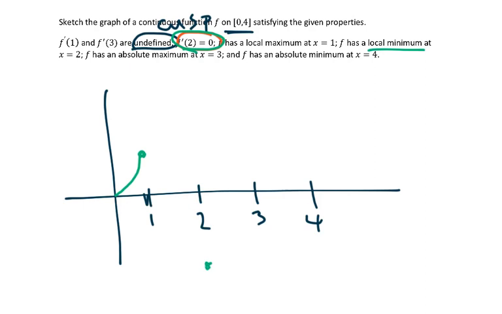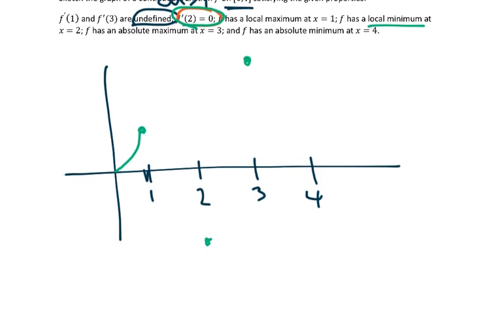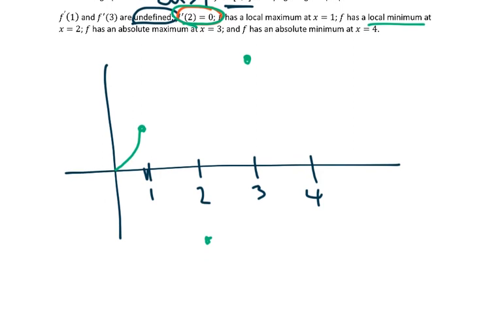And then it says f has an absolute max at 3. So that means it needs to be higher than what's happening at 1. So I'm just going to make my dot here a little bit higher. And then it says f has an absolute min at 4. Oh gosh, okay, so that means I need to make my dot much lower, or lower at least than what's happening at 2.